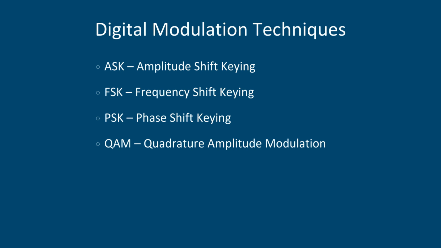Now let us look at the main digital modulation techniques. There are four important techniques: amplitude shift keying known as ASK, frequency shift keying known as FSK, phase shift keying known as PSK, and quadrature amplitude modulation known as QAM. These techniques differ based on which parameter of the carrier signal is modified.